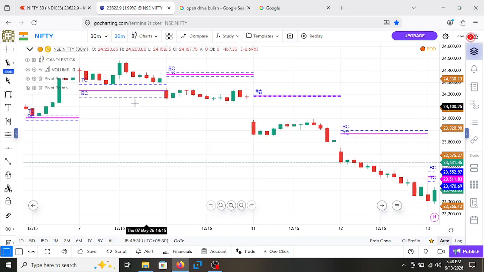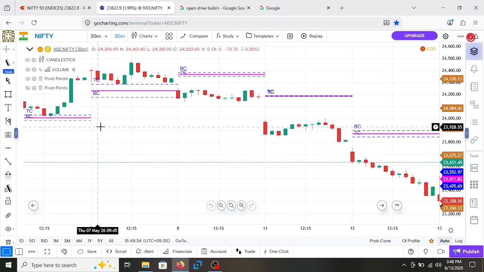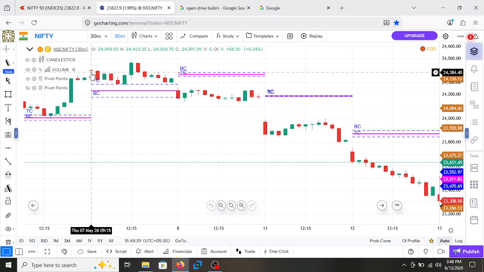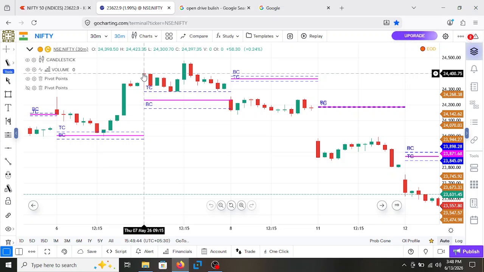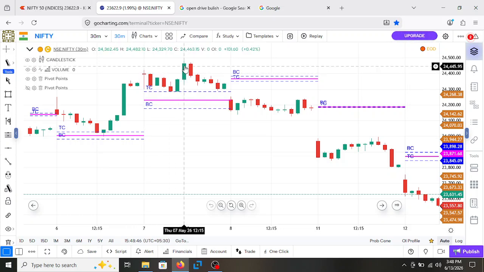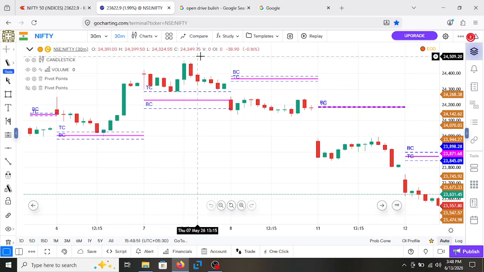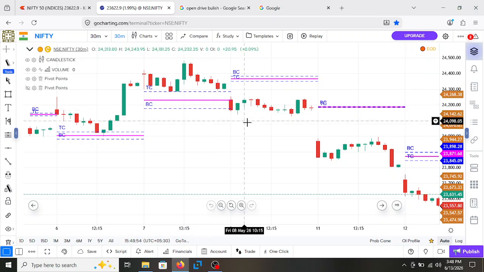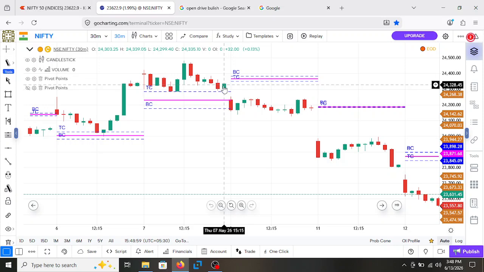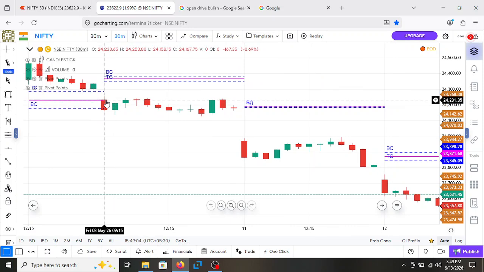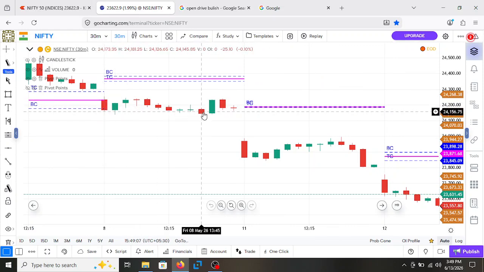Nifty, this is on 7th of May, before the big fall. On 7th of May, it formed the open auction. Look at this side. Later on, they extended the range upside, but they failed to close at the higher level. Now, what happened on 8th of May? Nifty opened gap down outside the range. So this is the open test drive bearish, but we do not have any range extension.